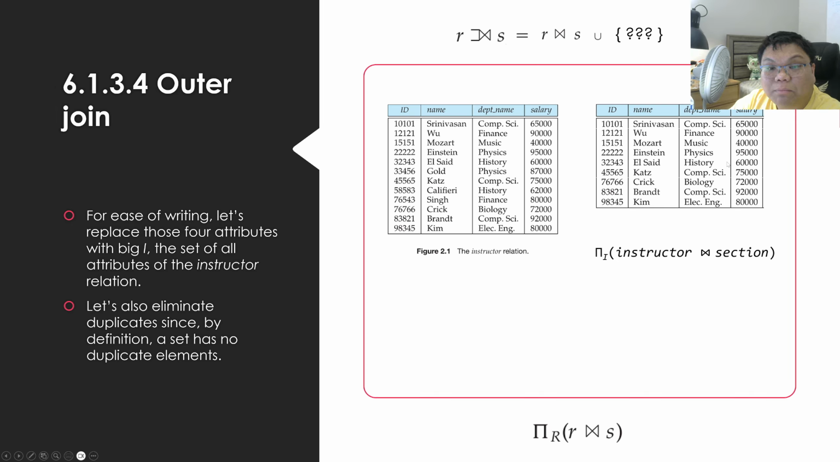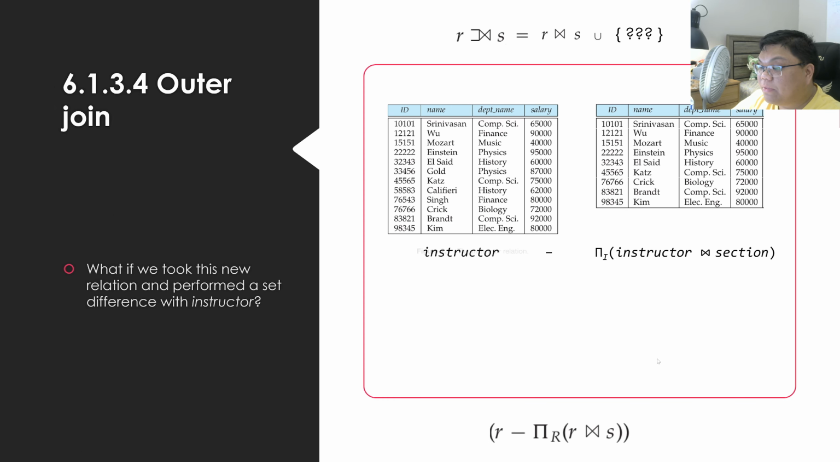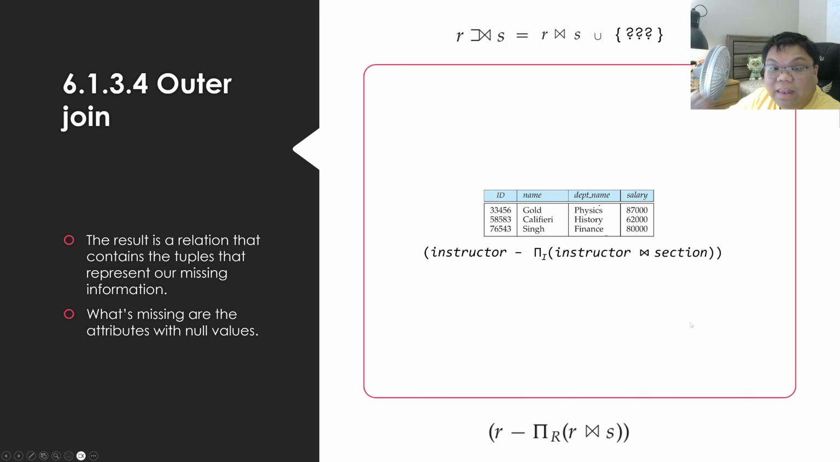So what does this table mean? Well, look. We have Srinivasan, Wu, Mozart, Einstein, El Said. We don't have Gold, or Califieri, or Singh. So this relation is all the instructors that appear in the natural join, but we don't have the instructors that are left out in the natural join. For that, we need to do this. We're going to do a set difference between instructor and this. If we do that, now we have all the instructors who are missing from a natural join.